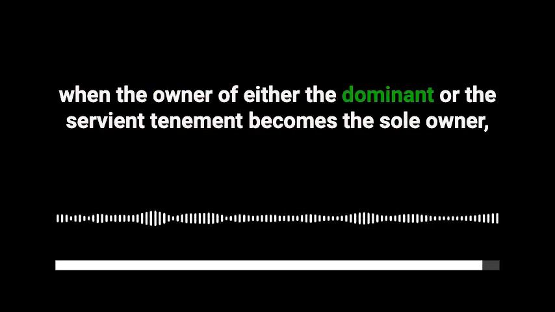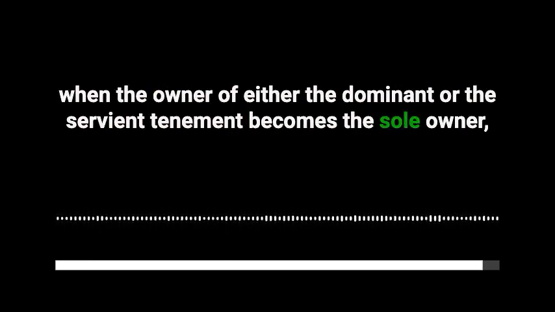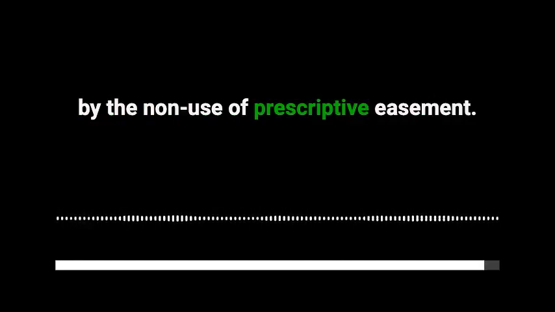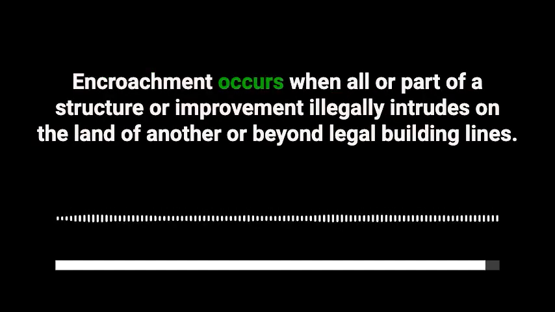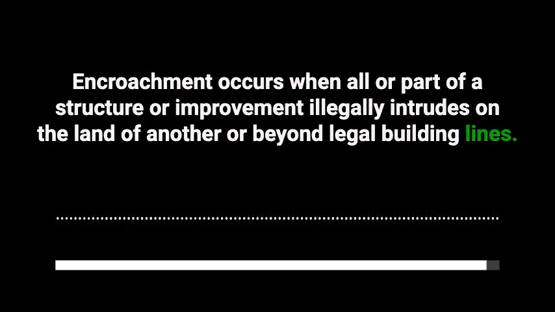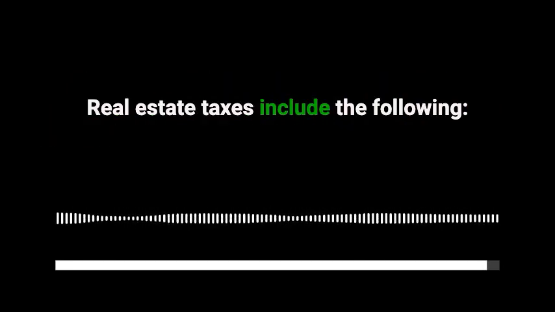An easement is terminated when the need no longer exists, when the owner of either the dominant or the servient tenement becomes the sole owner, by release of the right of easement to the owner of the servient tenement, if the easement is abandoned, or by the non-use of prescriptive easement. License is a personal privilege to enter the land of another for a specific purpose. Encroachment occurs when all or part of a structure or improvement illegally intrudes on the land of another or beyond legal building lines. Real estate taxes include the following.